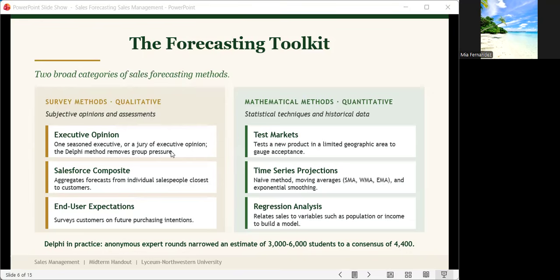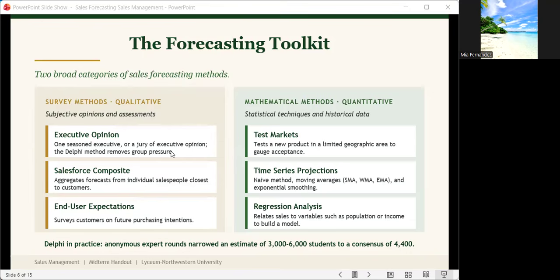And from there, the company could survey the salespeople, and then decide or forecast how to set the quota, or maybe they could come up with a new product there. Yeah, that's it. So that's how Salesforce Composite works. Again, the main information is being given by the salespeople.